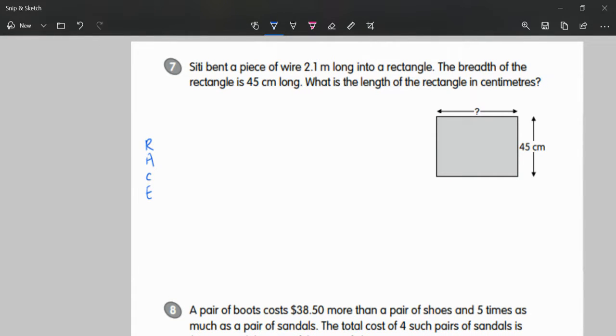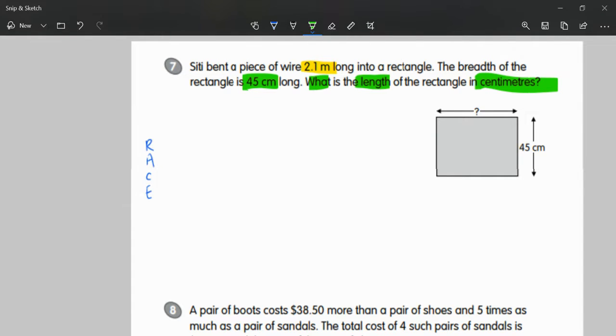Okay, the question here. By the way, it says CT bent a piece of wire 2.1 meters long into a rectangle. Do you know that CT is one of the characters in our targeting maths textbook? The breadth of the rectangle is 45 centimeters long. What is the length of the rectangle in centimeters? Here's the story. I pointed out two units: you have 2.1 meters, and then a different measurement, 45 centimeters. Ultimately, the question asks for the length of the rectangle in centimeters.